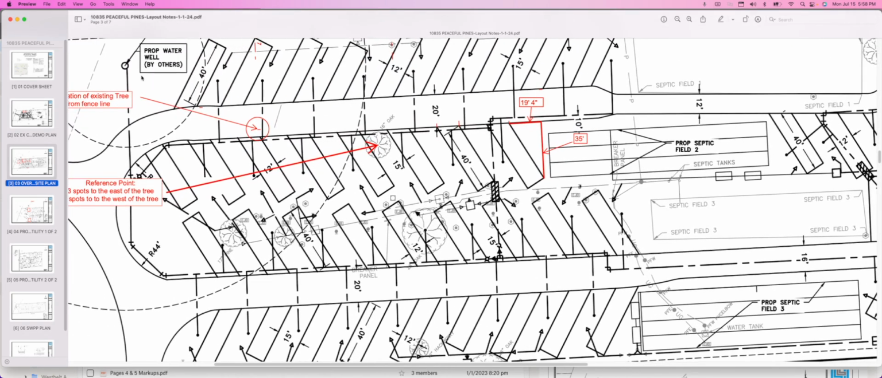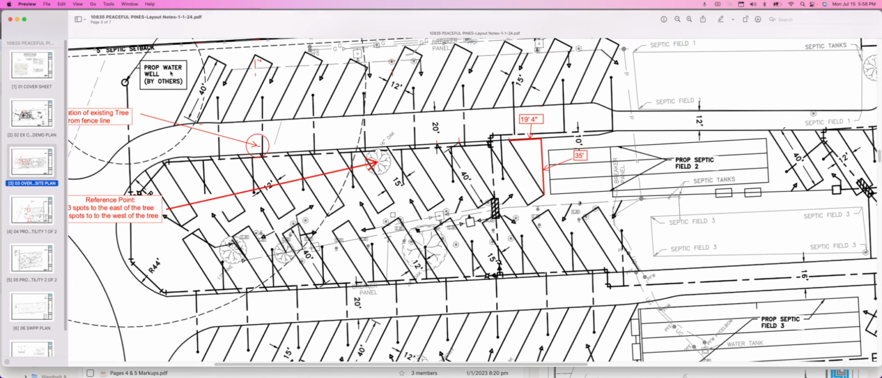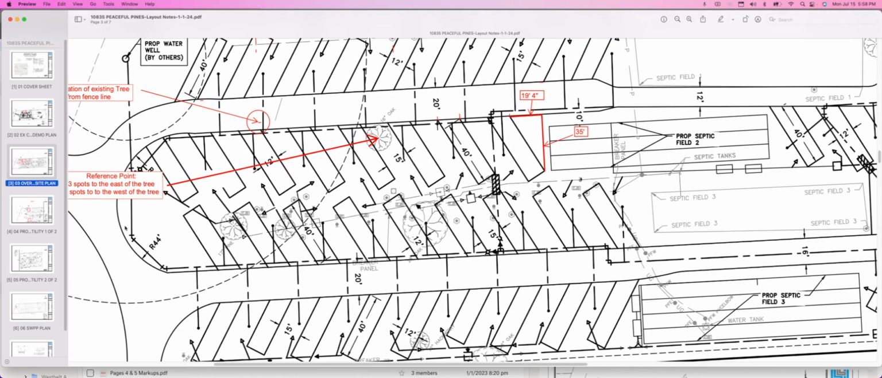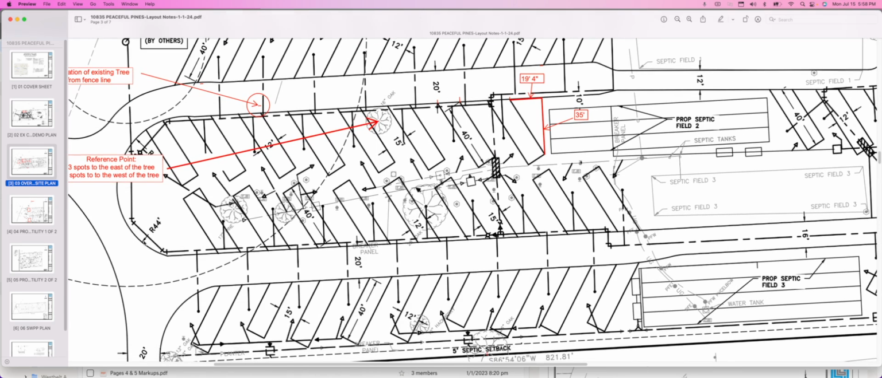So you see here's our PROP. It's always proposed. Okay, proposed well by others. So someone drills the well. This line right here is just a water line. It's a PVC line. And you can see where the cutoffs are. R stands for radius, R 44 feet.